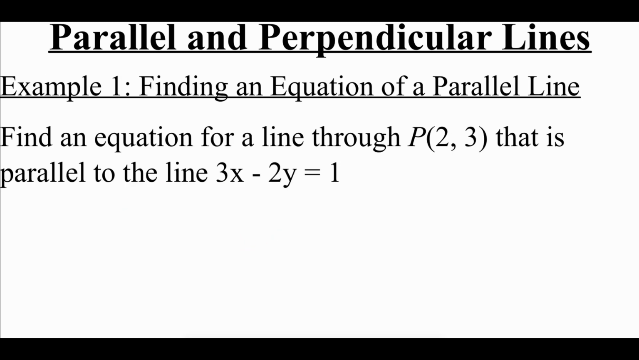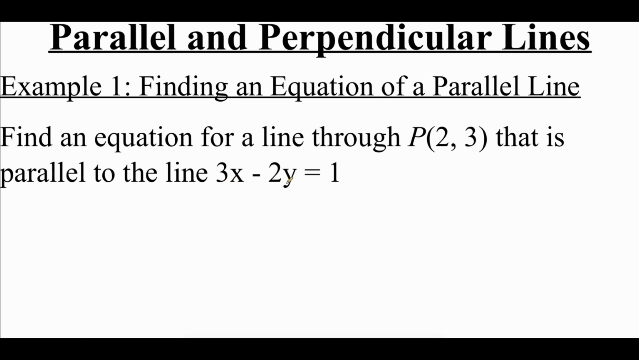Now in this example, what we're going to do is work on finding an equation for a parallel line based on a given set of information. Now we want our new equation to go through the point P, which is at (2, 3), and we want it to be parallel to the line 3x minus 2y equals 1. So the first thing we need to know is what slope we want our line to have.